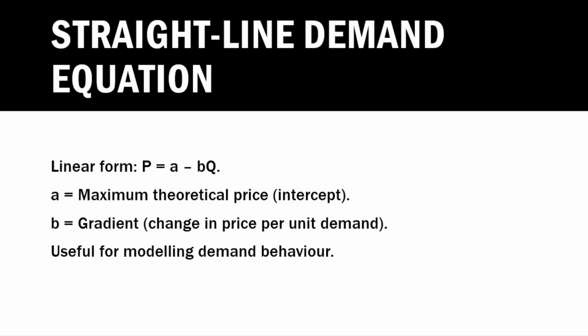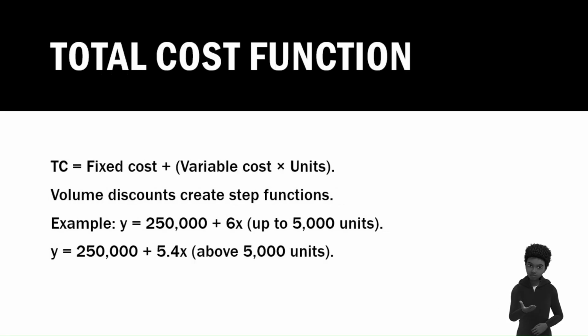Price equals A minus B times quantity. Here, A is the maximum price when demand is 0, and B is how much price drops per extra unit sold. This makes demand predictable. Total cost function. Total cost equals fixed costs plus variable costs. If discounts apply, the function becomes stepped.